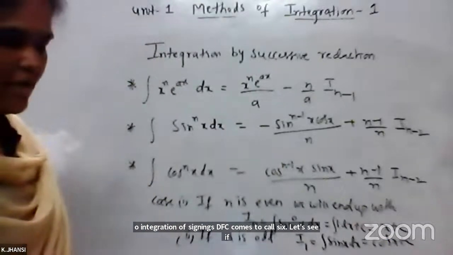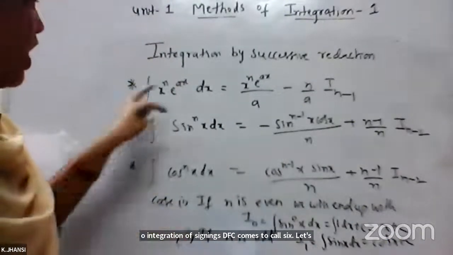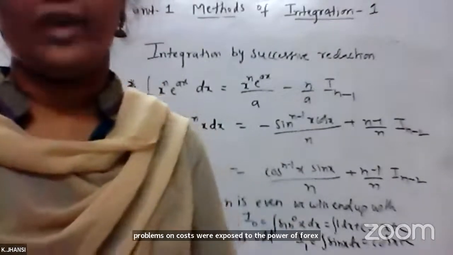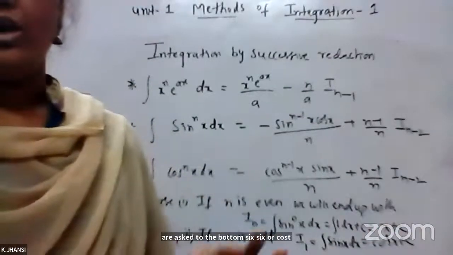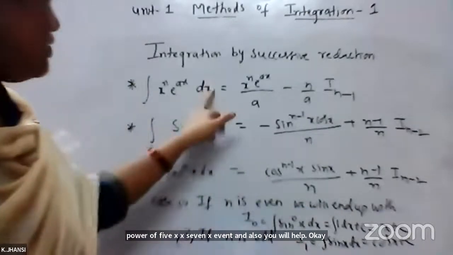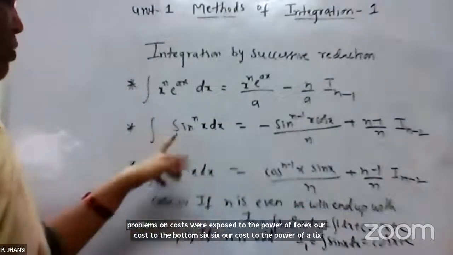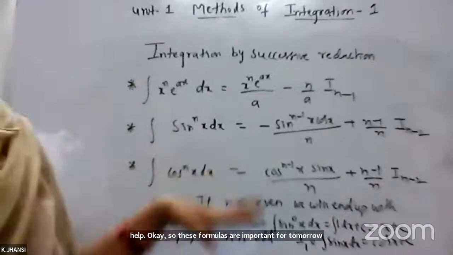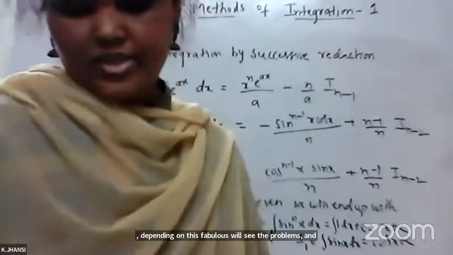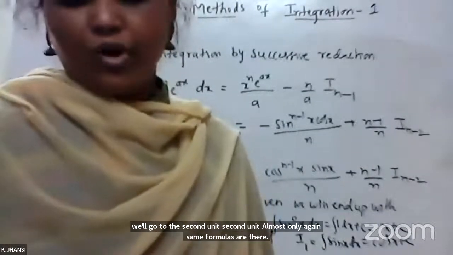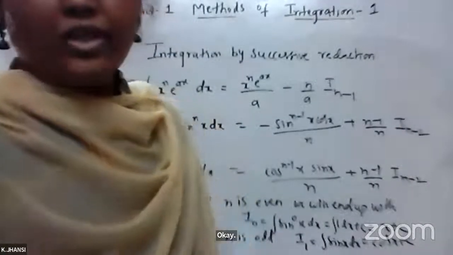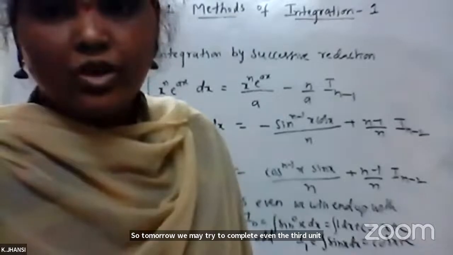So if you know these formulas, we can solve the problems on cos square x, cos to the power of 4x or cos to the power of 6x or cos to the power of 8x or cos cube x, cos to the power of 5x or 7x, even tan also you will have. Okay. So these formulas are important. So tomorrow, depending on these formulas, we'll see the problems and we'll go to the second unit. Second unit almost only again same formulas are there. Third unit is the important. It is the 10 marks question. Okay. So tomorrow we may try to complete even the third unit also.